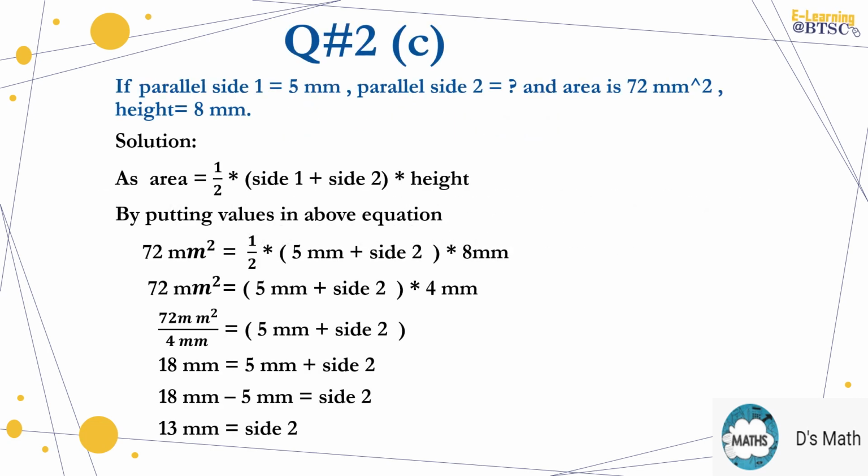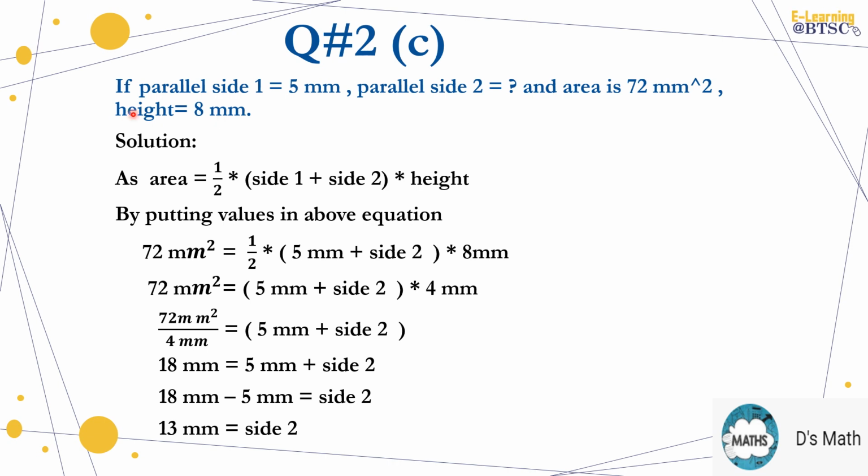Now we are moving towards the next question, that is question number 2 part C. In question 2 part C, you are given parallel side 1, that is 5 millimeter, and parallel side 2 is unknown. Now in this question we have to calculate parallel side 2, and the area is 72 millimeter squares. Height is also given in this question. In part A we were asked to calculate area. In part B we were asked to calculate height. In part C we are asked to calculate parallel side 2. In all 3 questions our demand was different, but our method, our formula and our steps were the same.